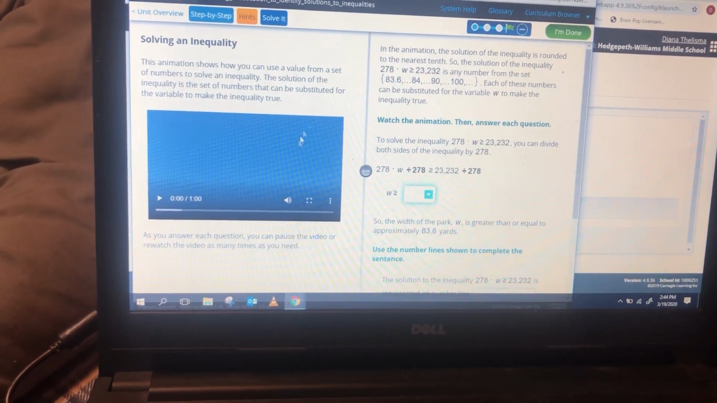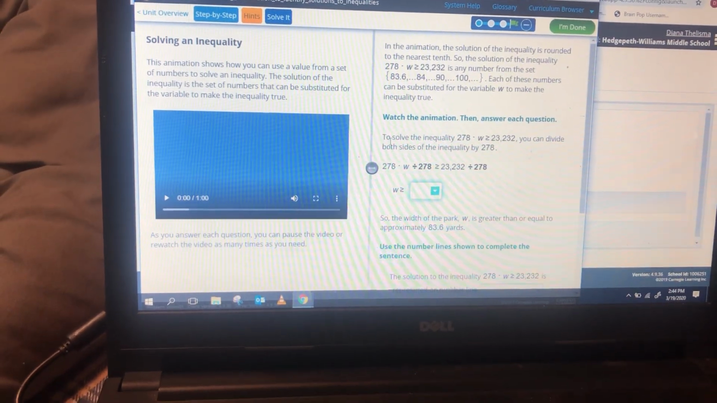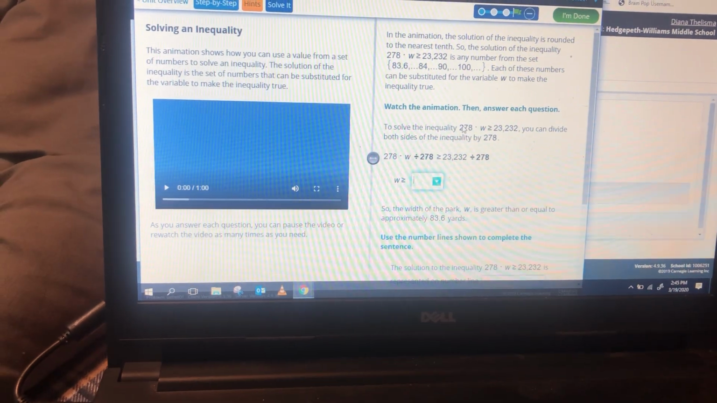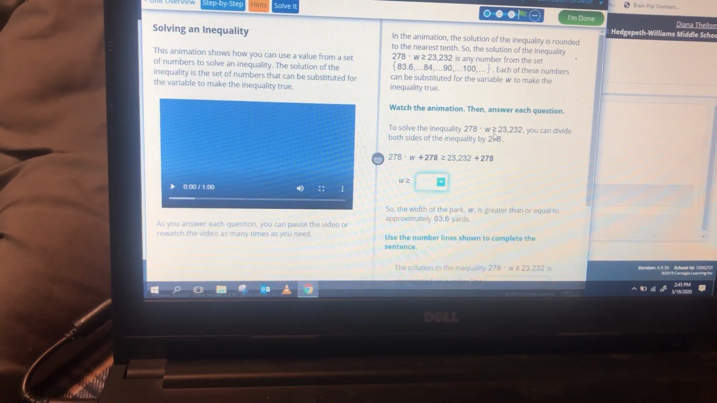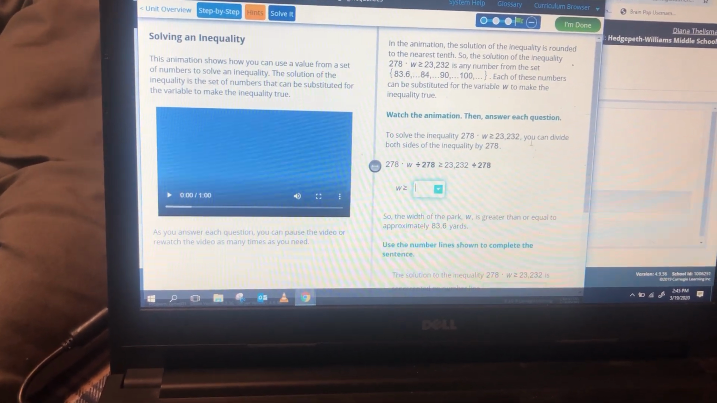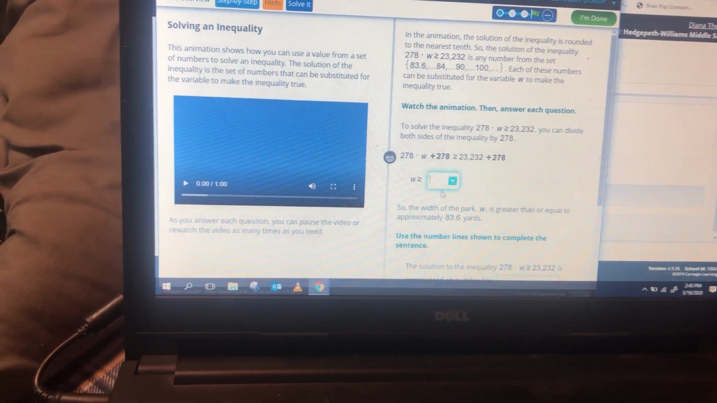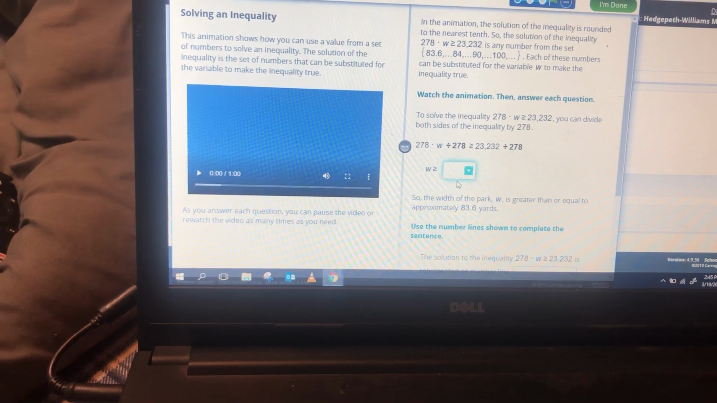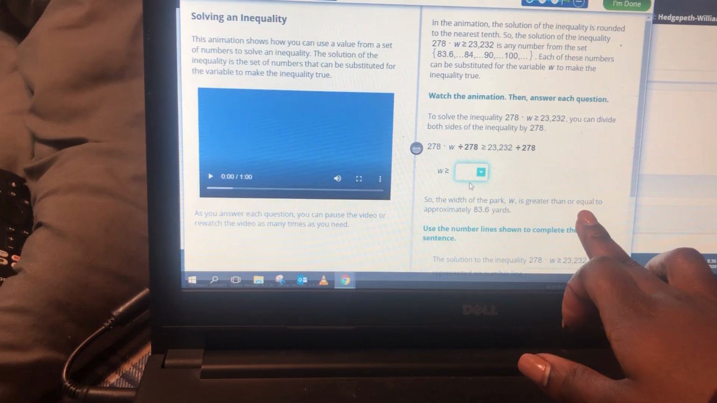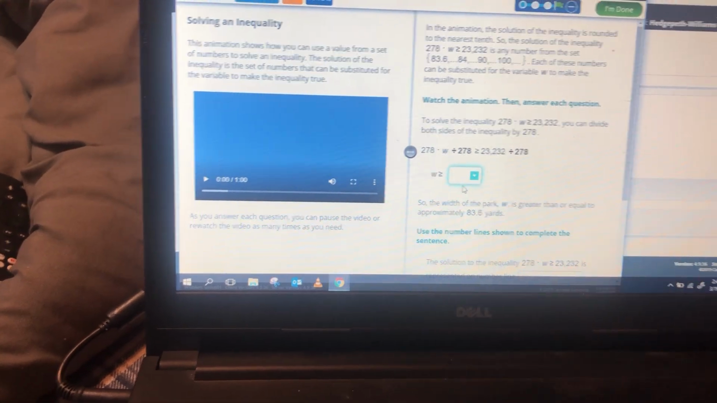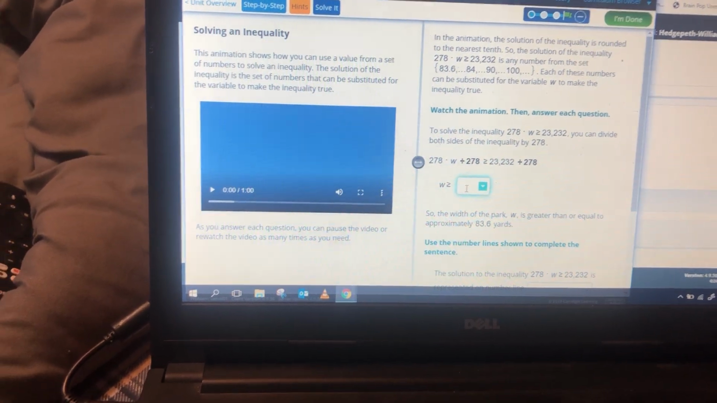Solving an inequality. Using this animation, but I'm going to skip that part. It says to solve the inequality 278 times W is greater than or equal to 23,232. You can divide both sides of the inequality by 278. When we divide both sides by 278, you'll get the width of the park W is greater than or equal to approximately 83.6 yards.